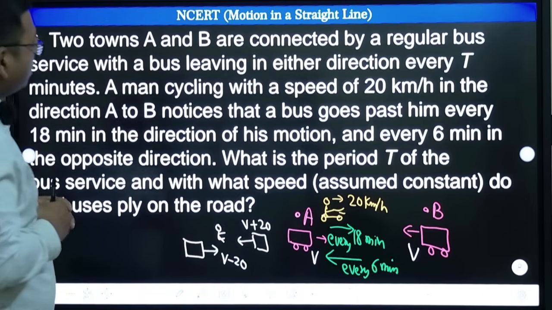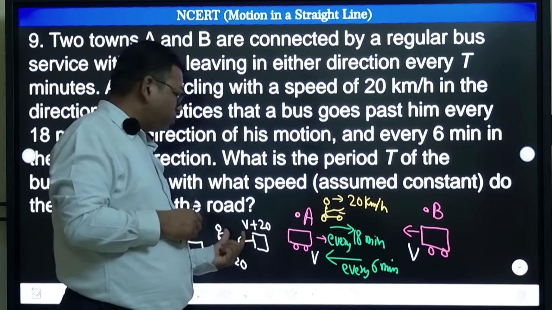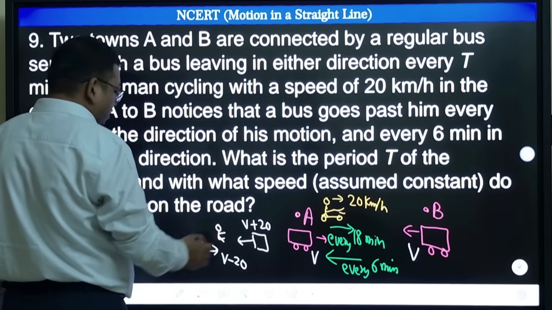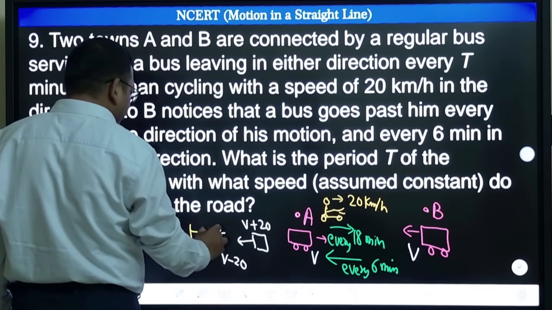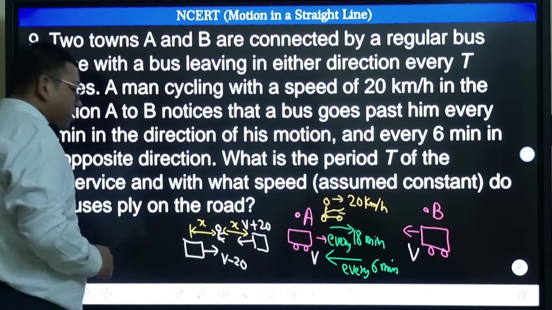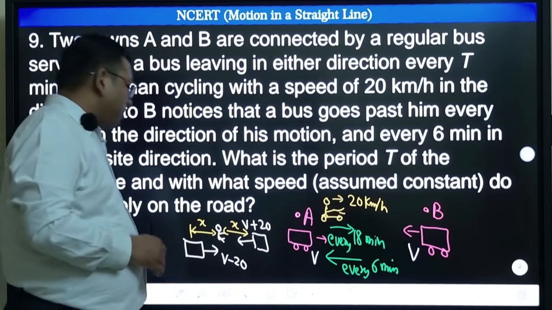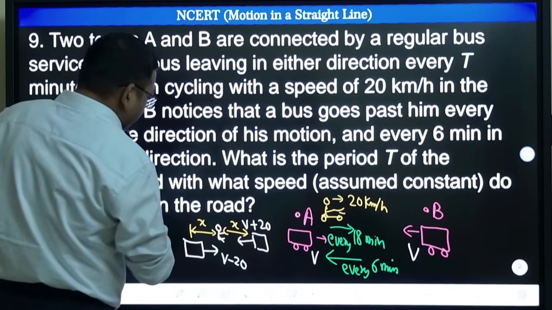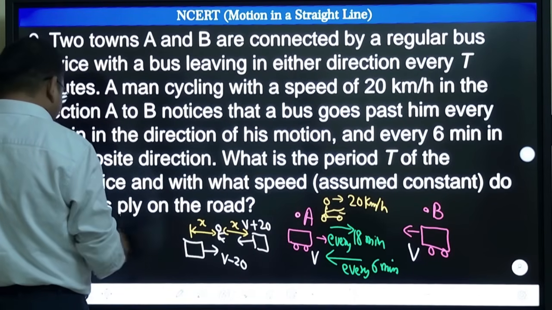You may choose some distance, it doesn't matter, but whatever distance you choose, you have to choose the same distance. Let us consider that it is some distance x from here and some distance x from here. Now relative to that, you try to calculate the time they have given. The 18 minutes you convert into hours. So you can also write this distance x as the relative distance.